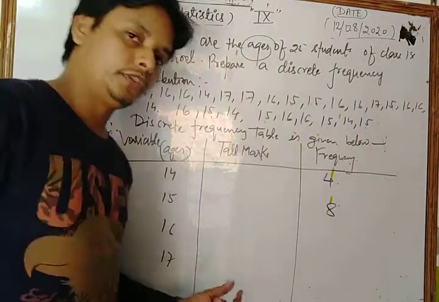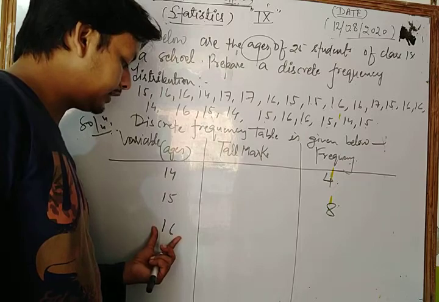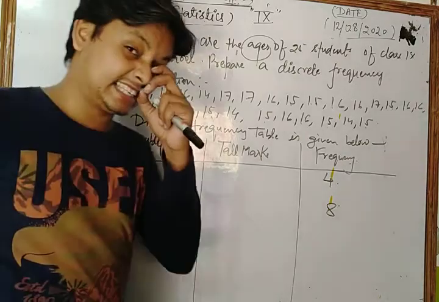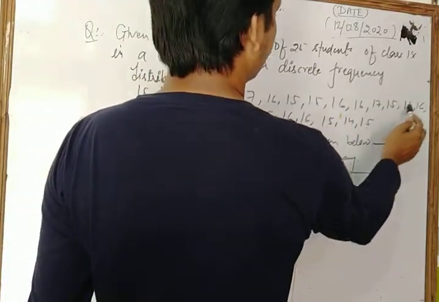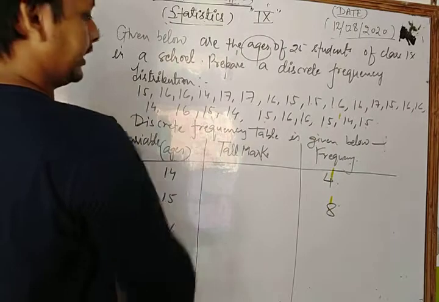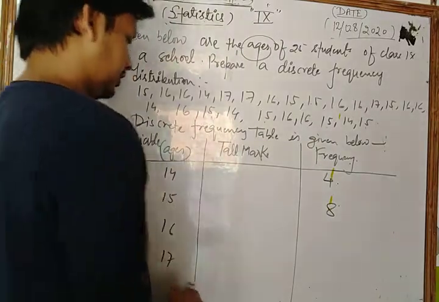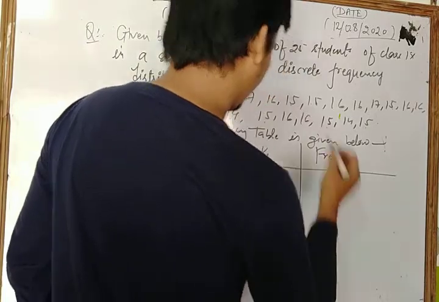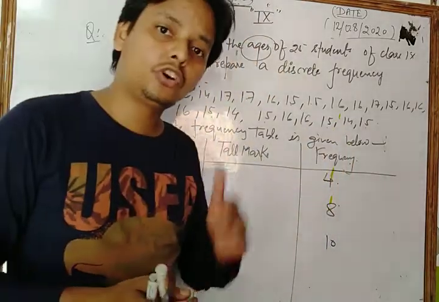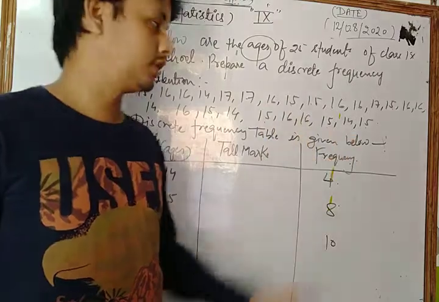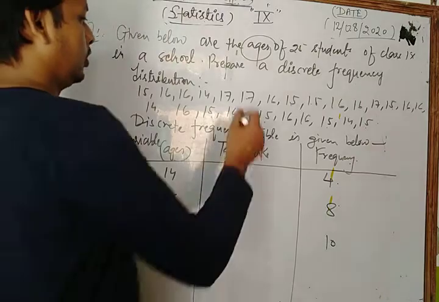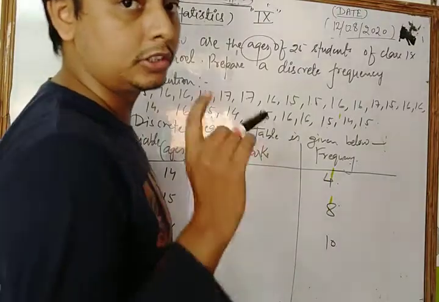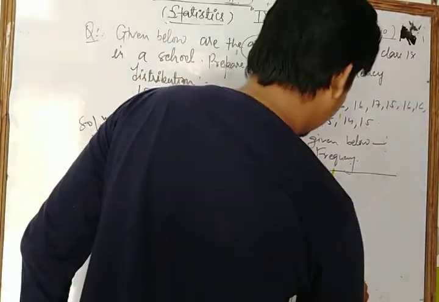Now we observe the given data and find how many students are of age 16 years. Now let's count: 1, 2, 3, 4, 5, 6, 7, 8, 9, 10. So 10 students of the 16 age group. Now we observe the given data and find how many students are of age 17 years. Let's see. 1, 2, 3. Only 3 students of that group. So that is 3.